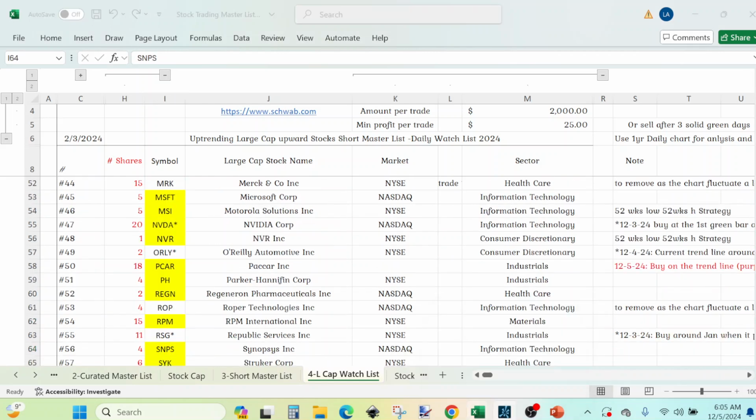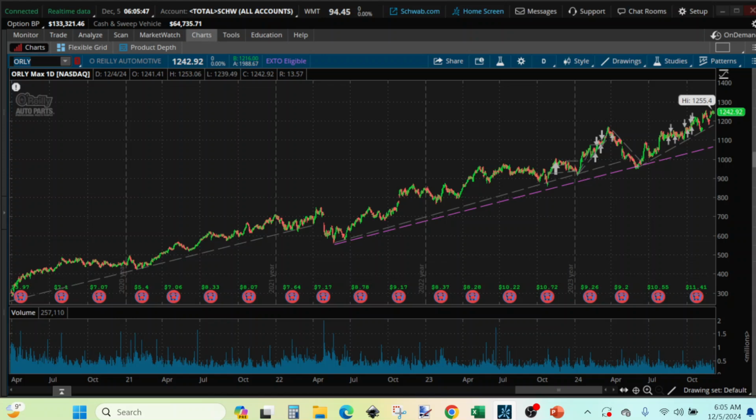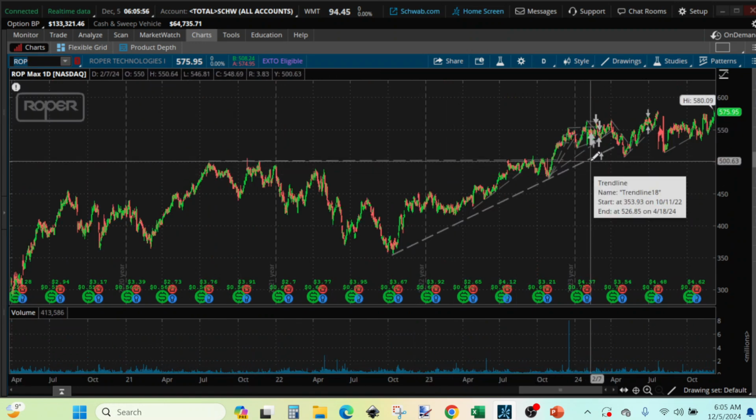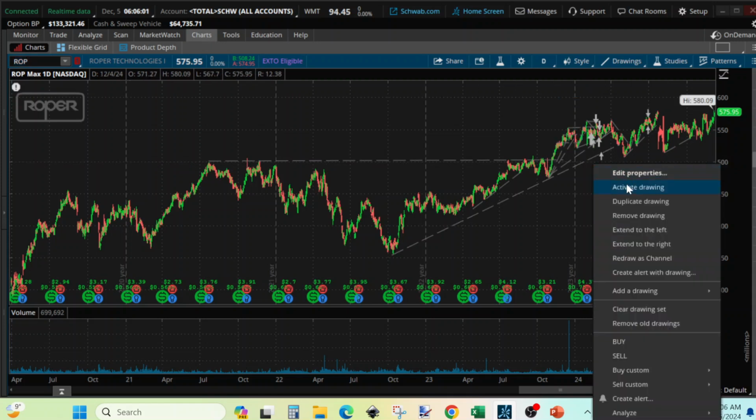ROP, I think that is one that I found busy on the 1 year trend line, but let's see if we update this.